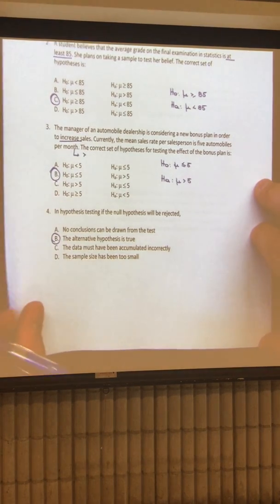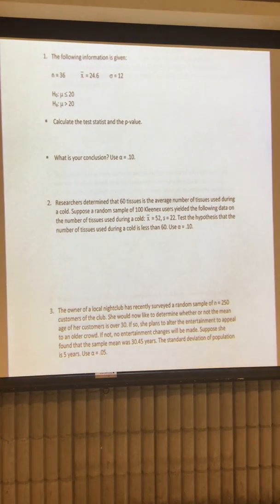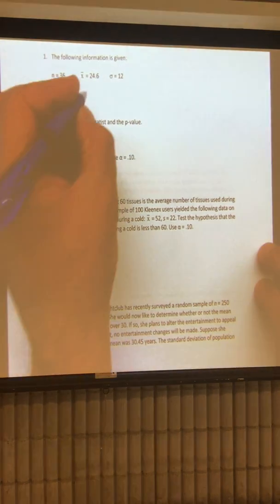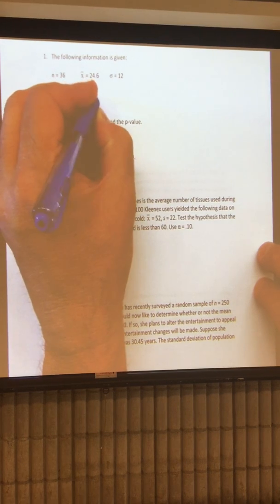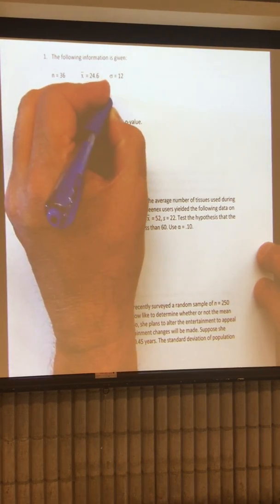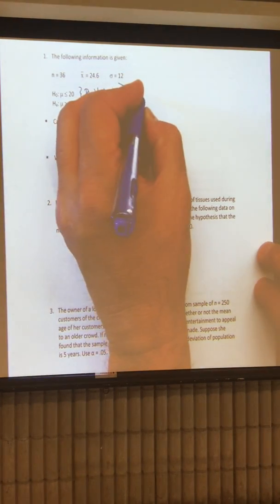Let's go to see the problems, and we can start with problem number 1. For problem number 1, we already know the hypothesis. Mu is less or equal than 20, and mu is greater than 20. This is a right tail test based on the hypothesis, and we know sigma, so this is going to be a z-test.